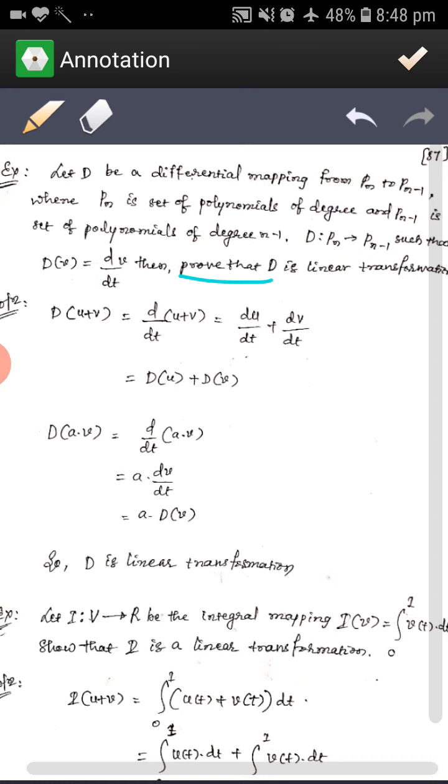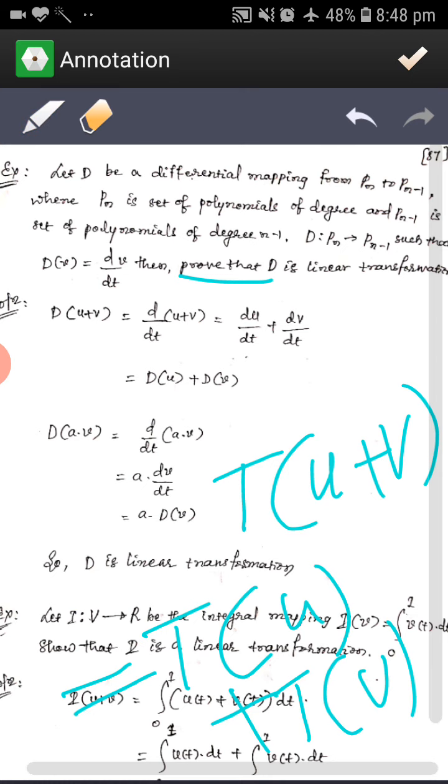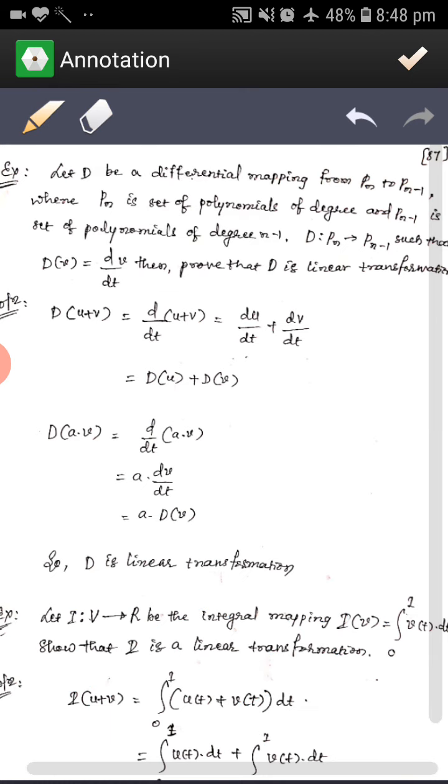We call it a linear transformation if the transformation of u plus v is equal to the transformation of u plus the transformation of v. If it is like this, then we call it a linear transformation, as we have seen in the previous problem also. Here we are differentiating the polynomial. So D of u plus v is the differentiation of u plus v with respect to t, which we can give as du by dt plus dv by dt.